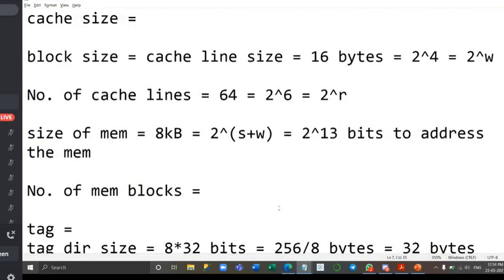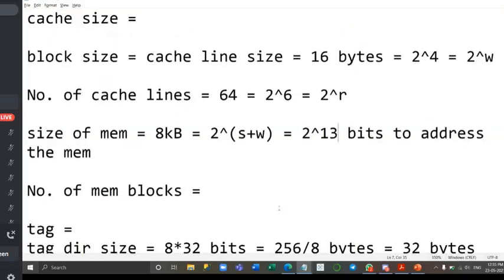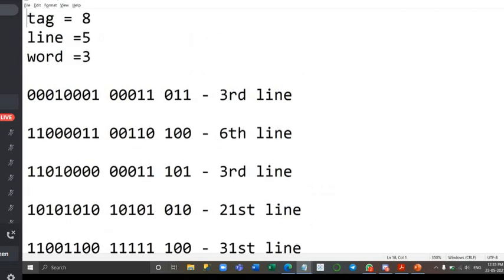Now they have asked: to what line number does the byte address 1200H map? When it says H, it means hexadecimal. So 1200H is a 16-bit address, but we'll only consider 13 bits from the right. So if I write down this address, I'm removing all of this.